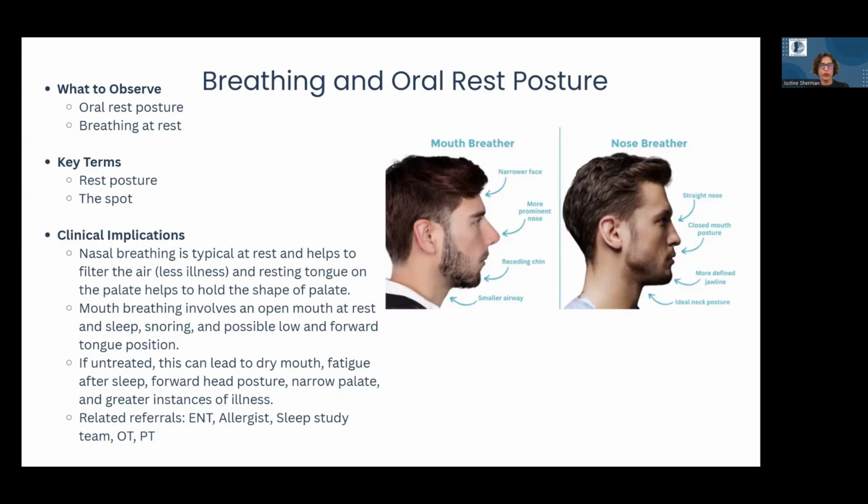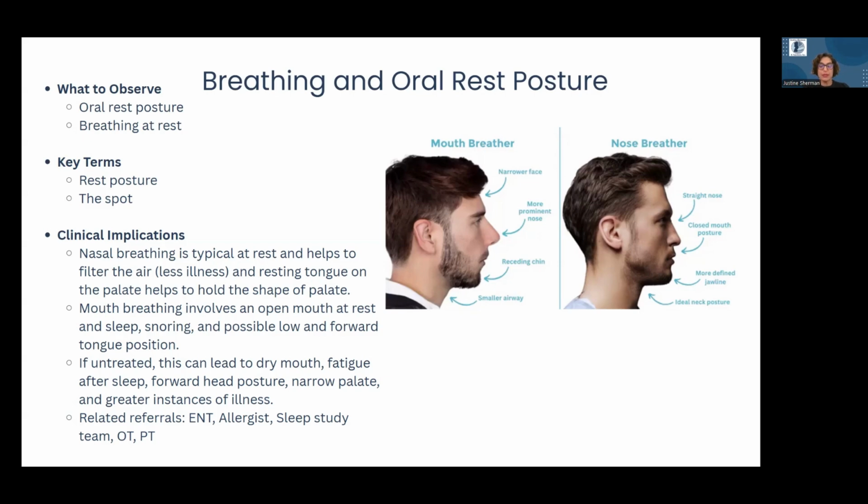So I'm looking at it through the entire oral peripheral exam. I watch while the client waits in the lobby, during transitions, when they're listening to what I'm talking about, because the true rest posture is most visible when their attention is elsewhere.